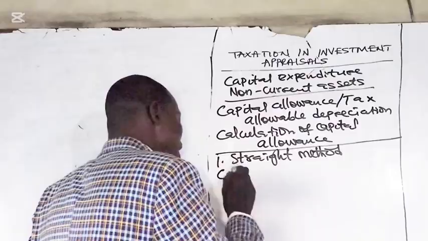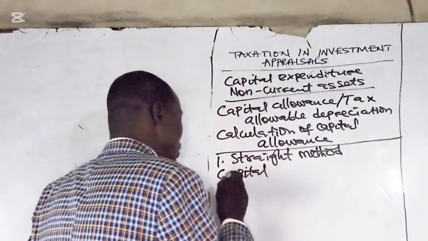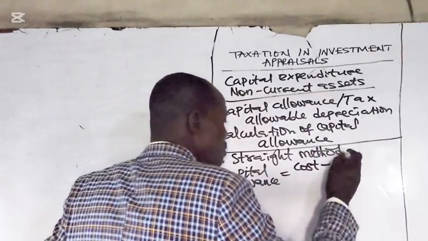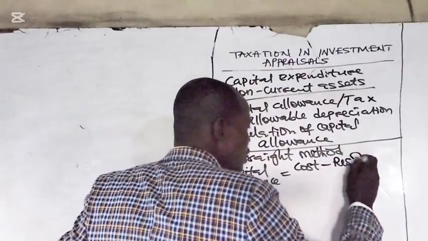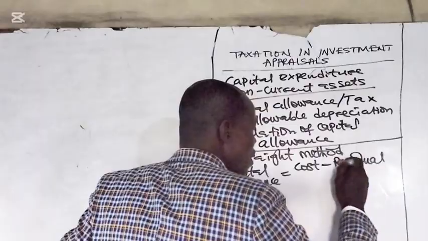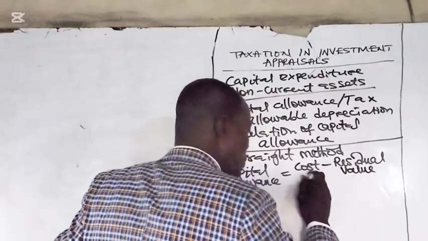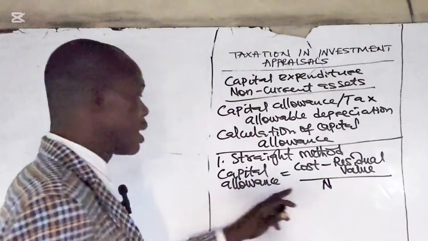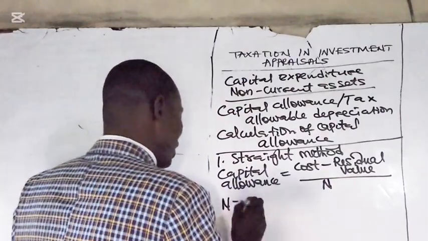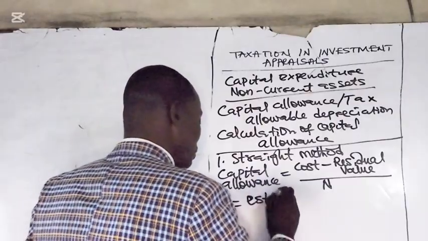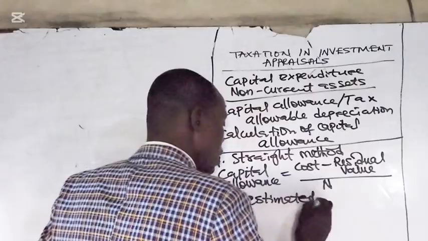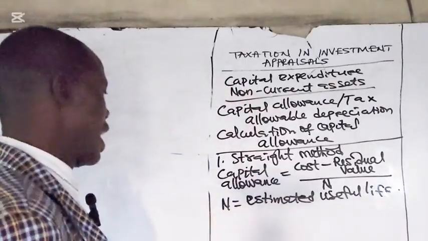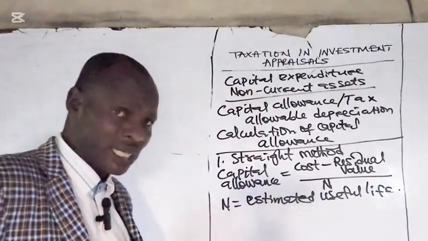To calculate capital allowance using the straight line method, capital allowance equals cost of the asset minus residual value, over the estimated useful life of the asset. Another word for residual value is scrap value or salvage value. N equals the estimated useful life.